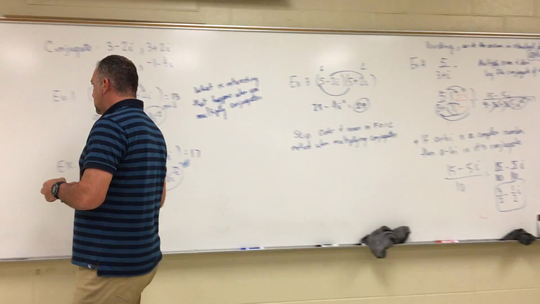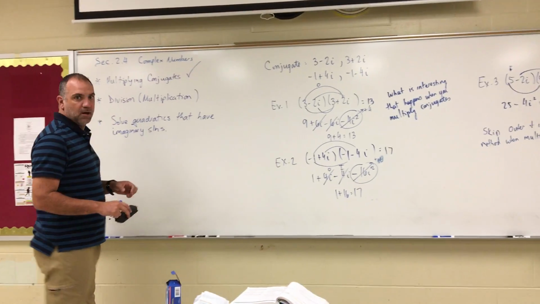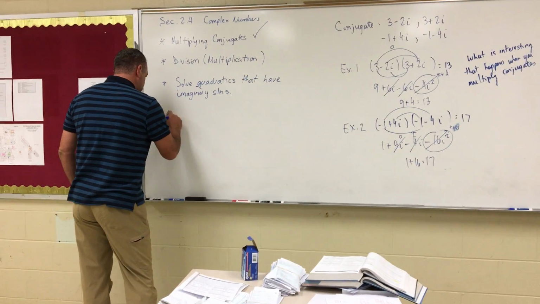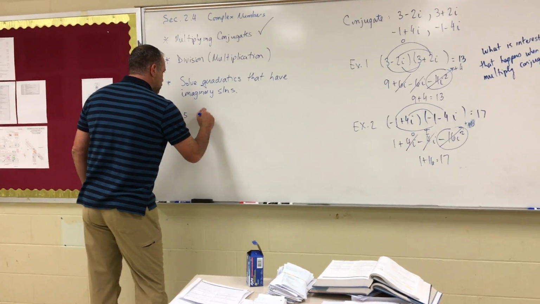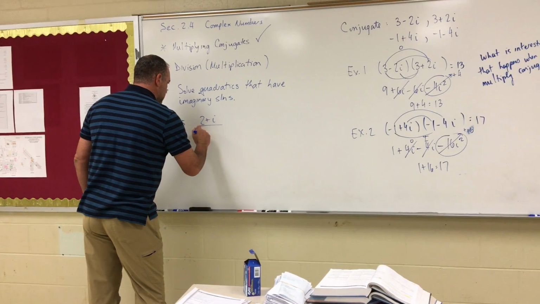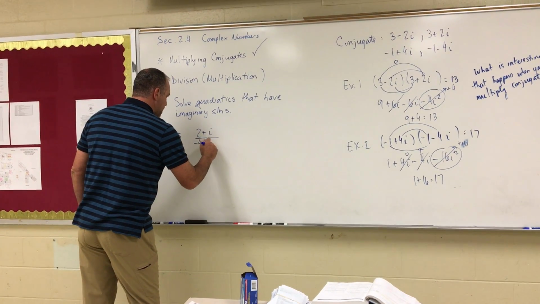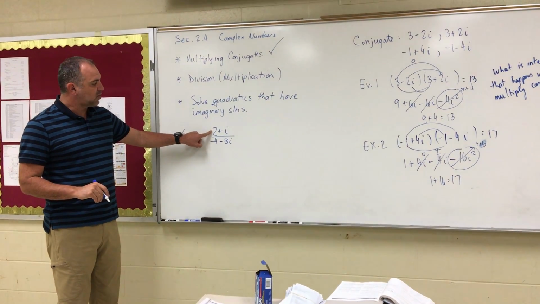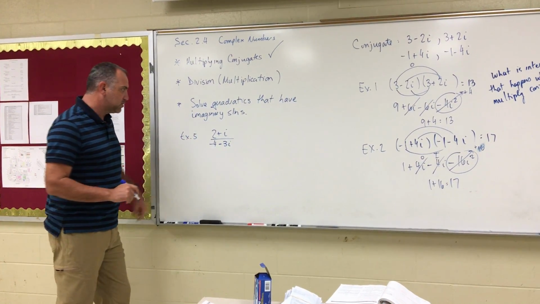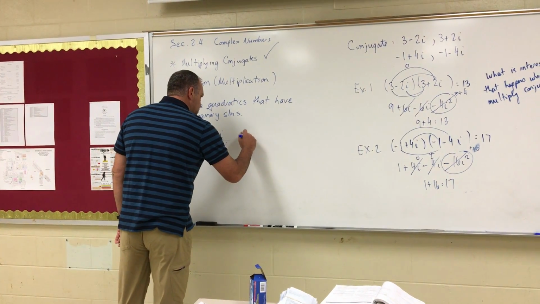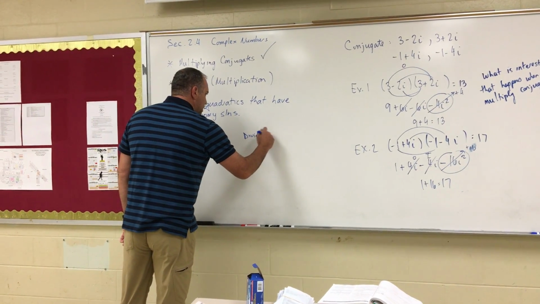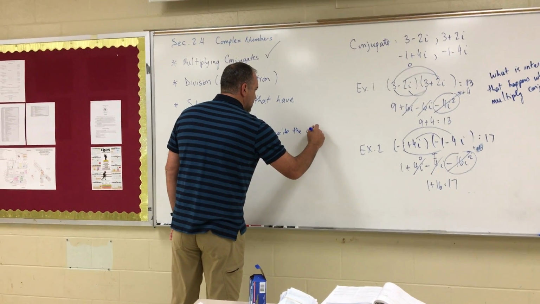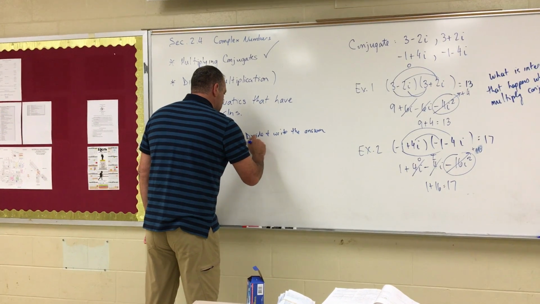All right, let's do another one. We'll call this one example 5. 2 plus I over negative 4 minus 3i. So now we have a 2 plus I on top. We're going to divide. So again, the question is, can we divide and write the answer in standard form?